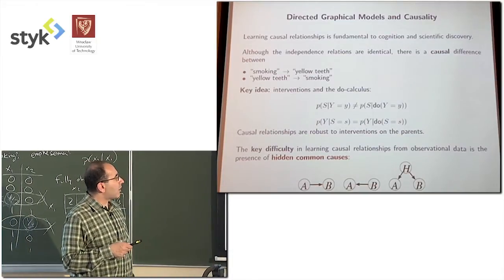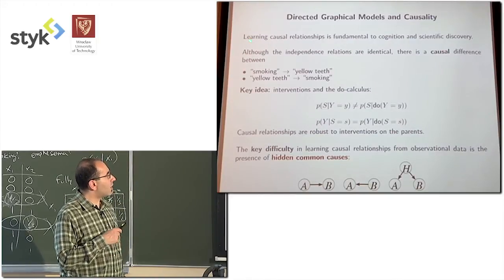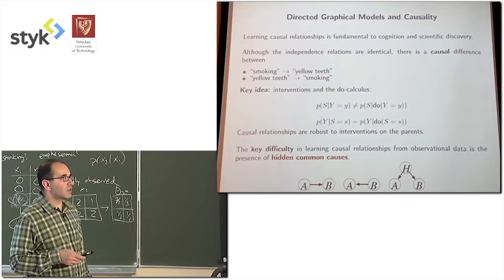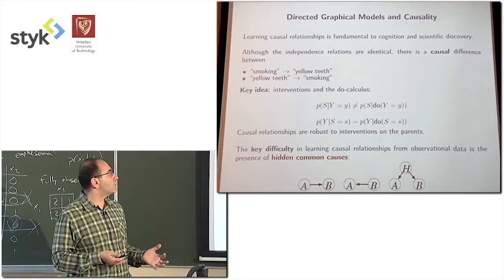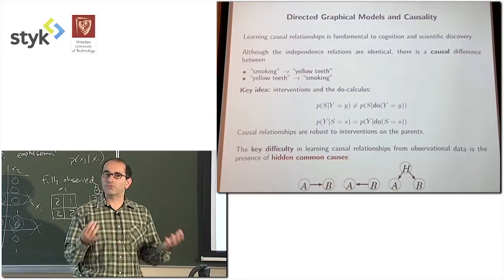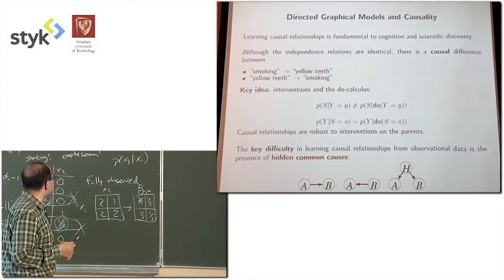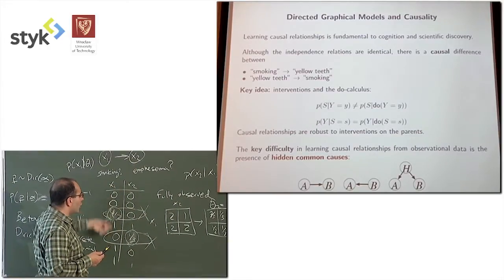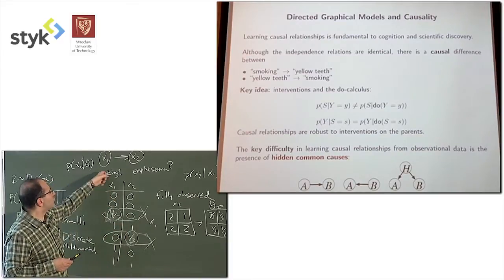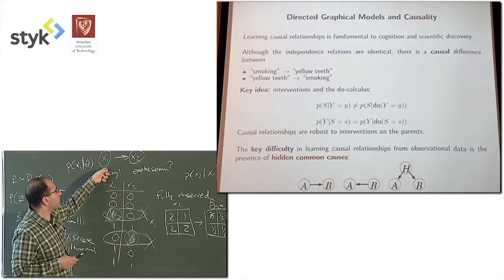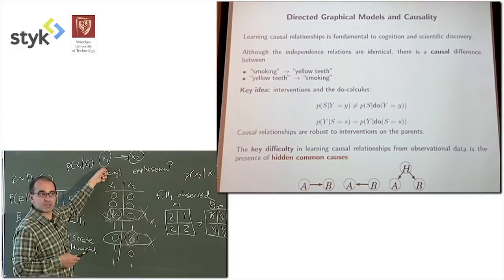So let's talk a little bit about causality, because it's a very important topic. Learning causal relationships is fundamental to how humans think about the world and also to understanding the results of scientific experiments and thoughts. And obviously, if you have two variables and all you observe is the settings of these two variables, you don't know whether x1 caused x2 or x2 caused x1.